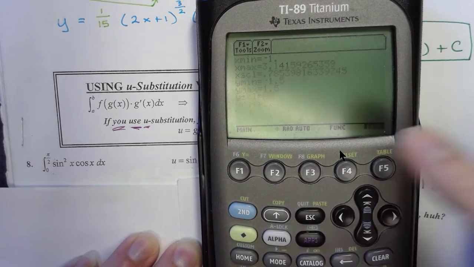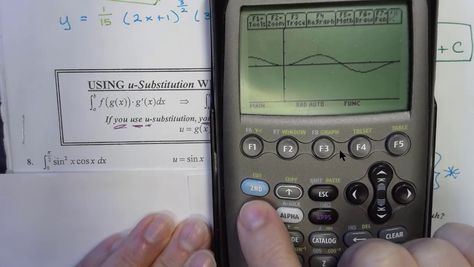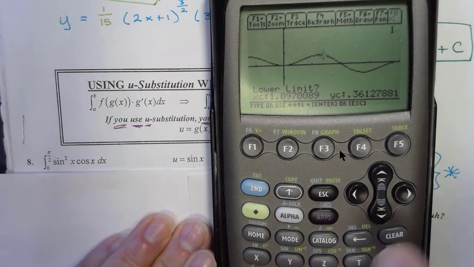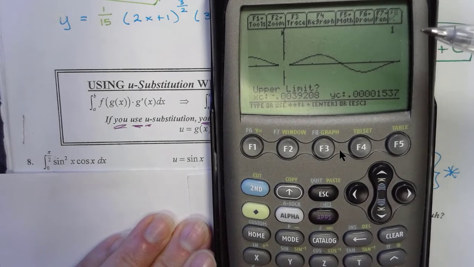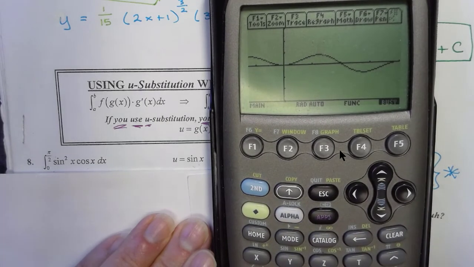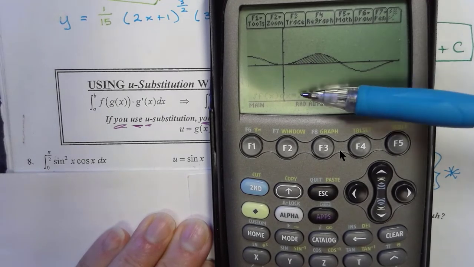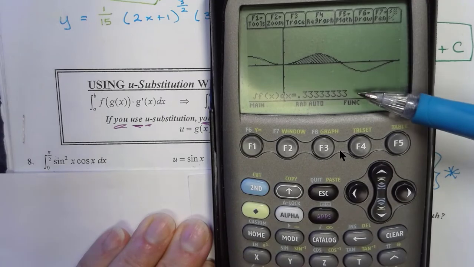So let's look at the graph of this function. So we're going to do some math. Look at that. Press 7. My lower limit is 0. My upper limit is pi over 2, so pi divided by 2. And it's going to shade that region. It's thinking. And it's going to give me the integral. So we know that this is going to be 1/3.